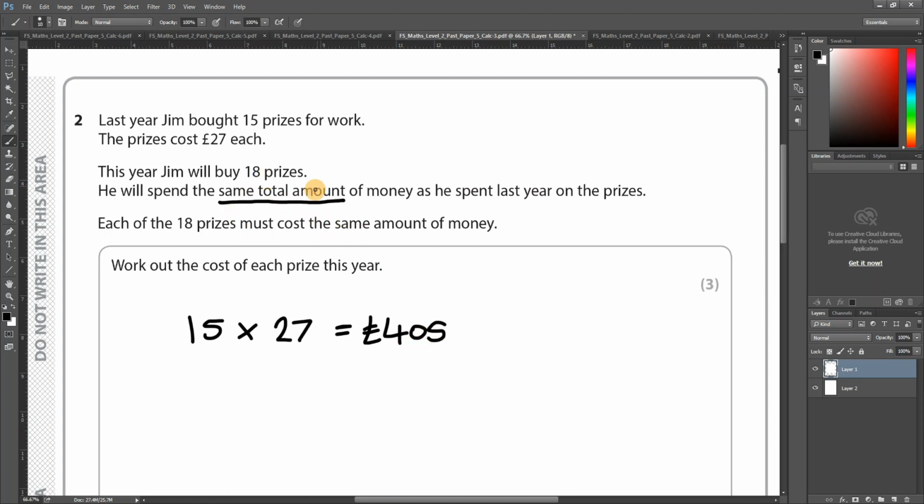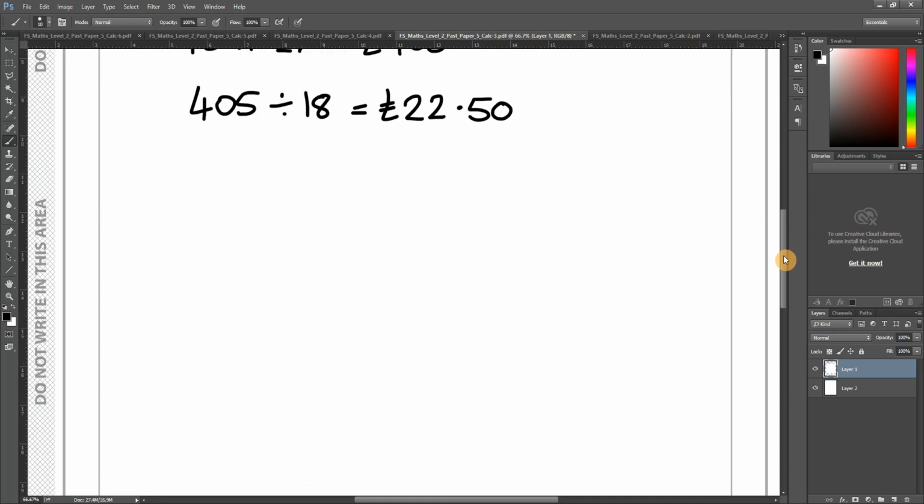But this time he's going to have 18 prizes. The 18 prizes are going to be shared between the 405. So it's going to be 405 divided by 18, to work out what one prize would be. So 405 divided by 18. Might need to press S-D. So on the calculator it looks like this. Yeah, so obviously this is going to be in pounds. And if that's in pounds, you need to write a 0 on the end. Yeah, so you're going to get £22.50. And that's going to be your answer. Let's put that in the answer box.